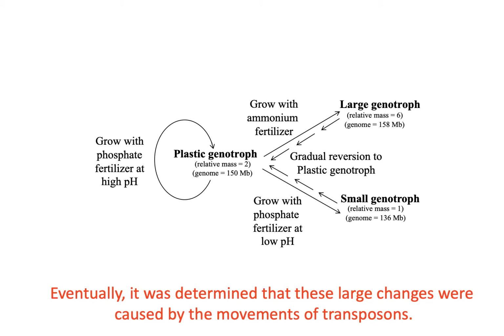But it was discovered that a lot of these large changes, which you can actually watch happening in the plant by going up the stem as you're changing the conditions, you can actually measure these differences, were due to transposons, which were moving pieces of DNA around in the plant genome. So to revert to the small genotroph, the transposons were actually getting rid of different parts of the genome. And when you reverted to the large genotroph, then additional transposons and sequences were being added to the genome.